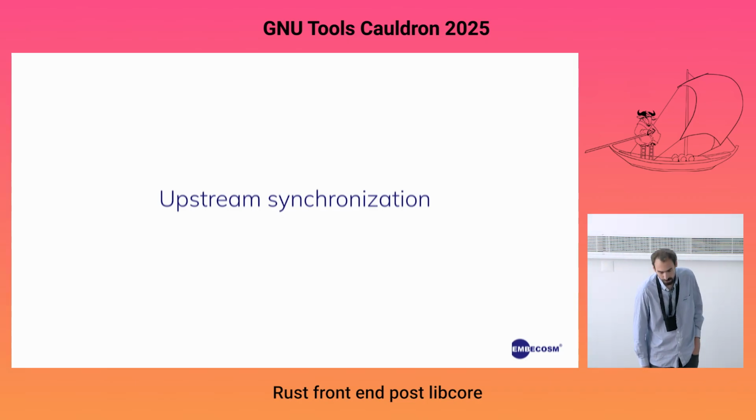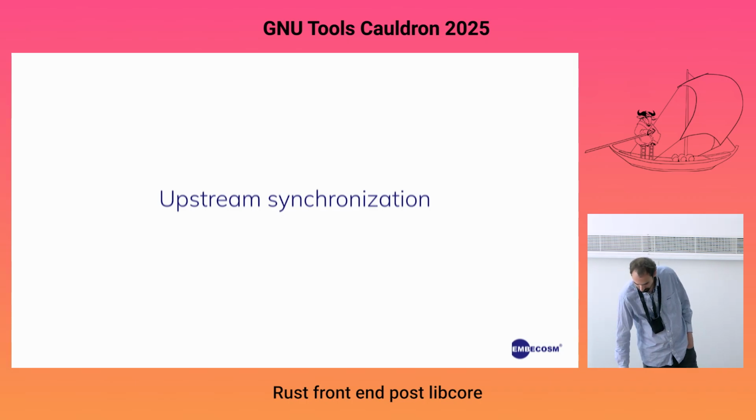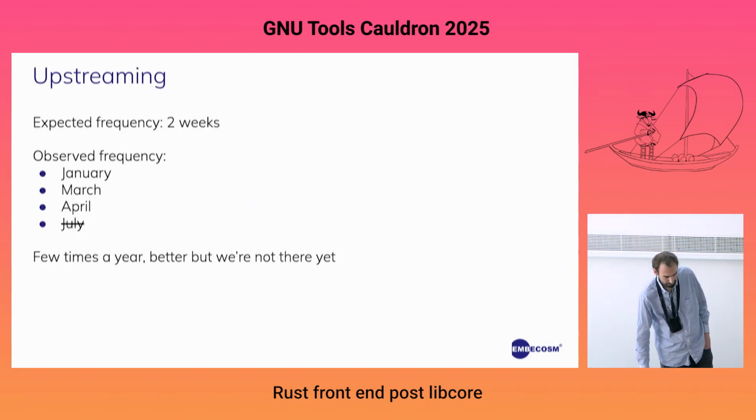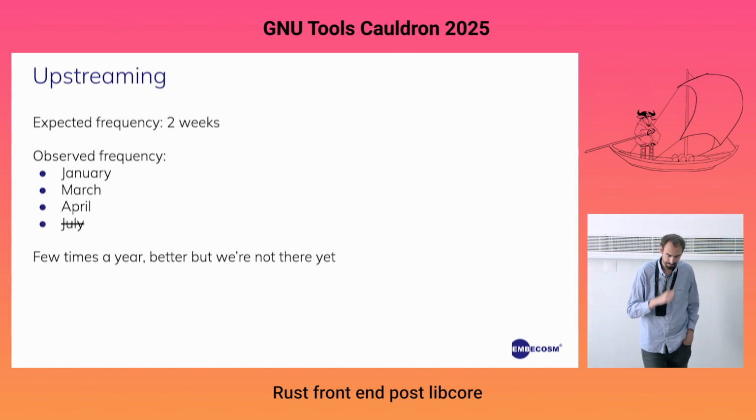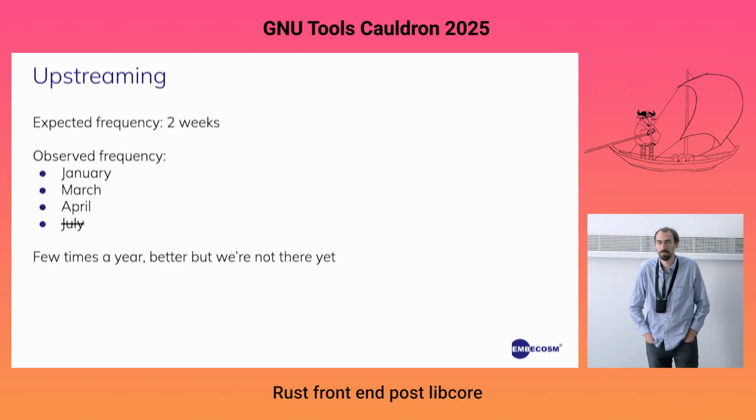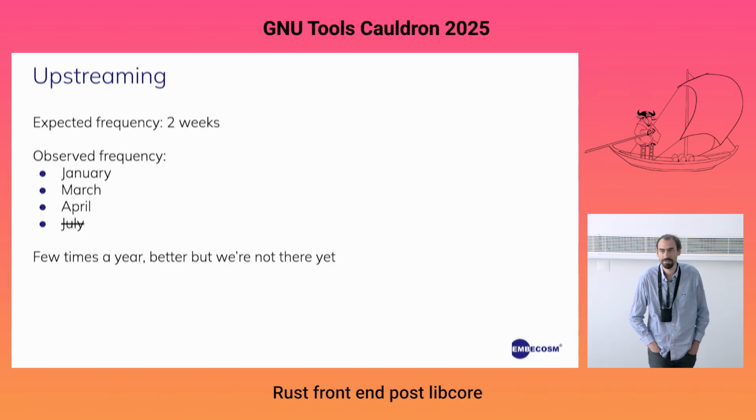Okay, upstream synchronization. Let's talk about our process. One comment that has been made on GCC is the upstreaming process. Basically, it was: we're not seeing you enough during the year. We're seeing you right before the freeze in November, and that's not great. And we agree with that.